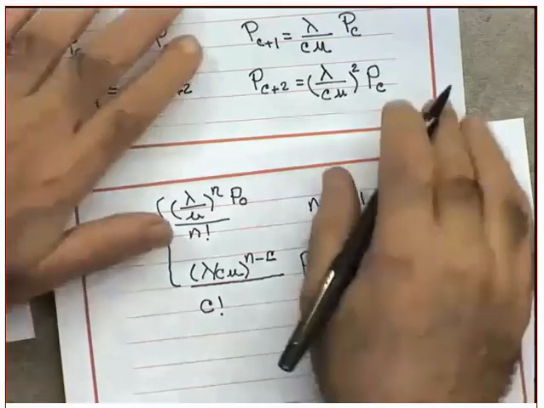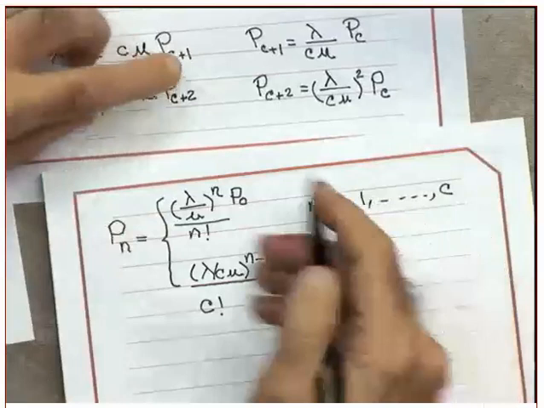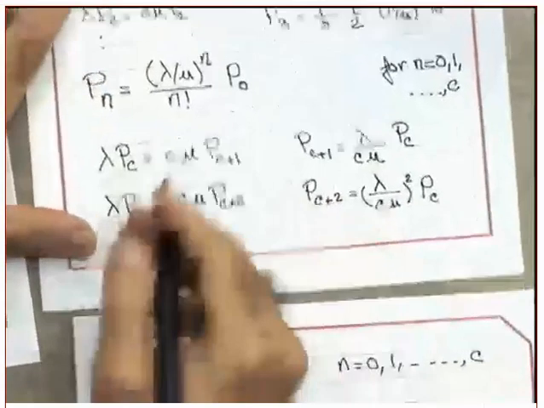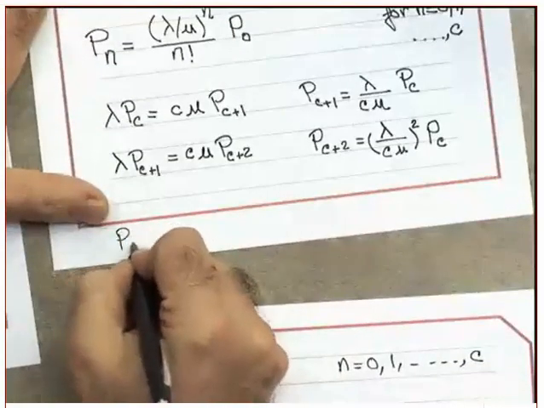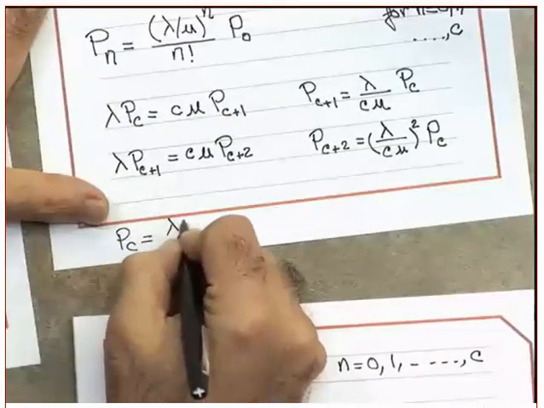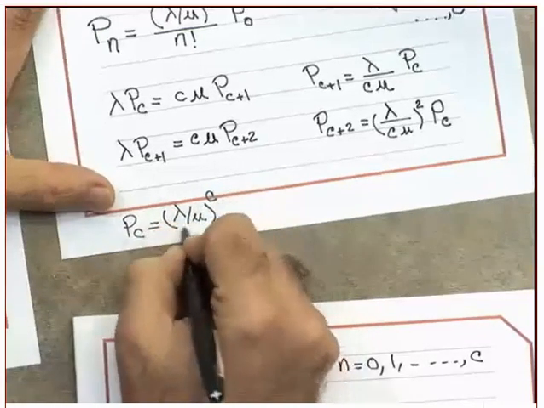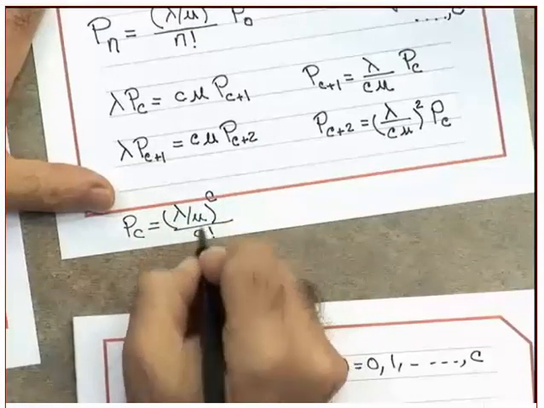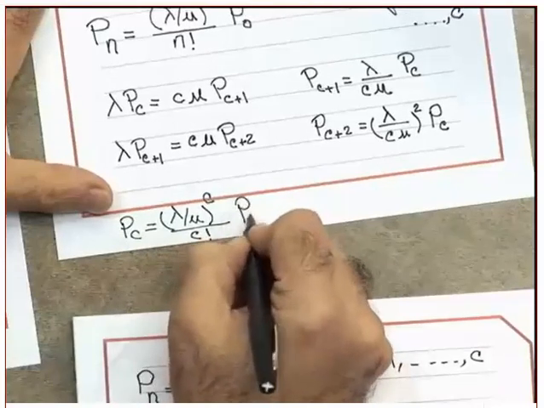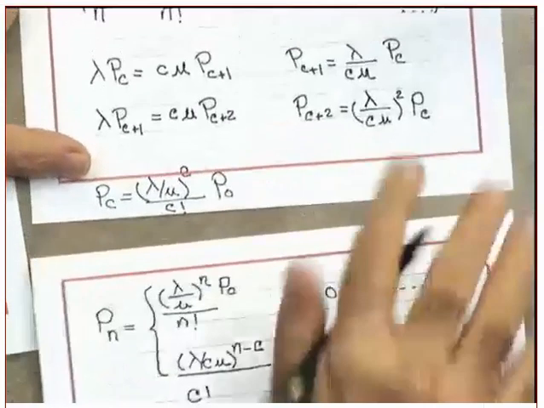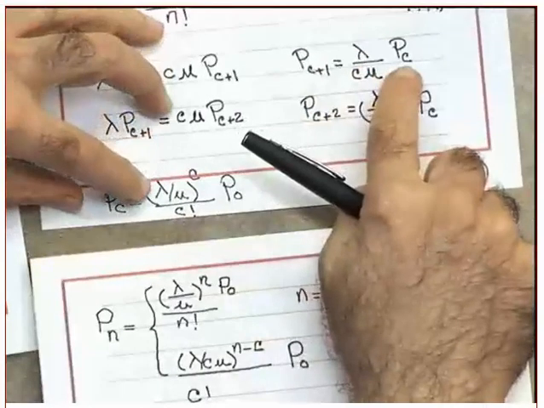No, I messed up. One more time. What is PC equal to? PC equal to what? Lambda over mu to the what? C over what? C factorial times what? P0. Agree? So in here, instead of PC, I'm going to write what?